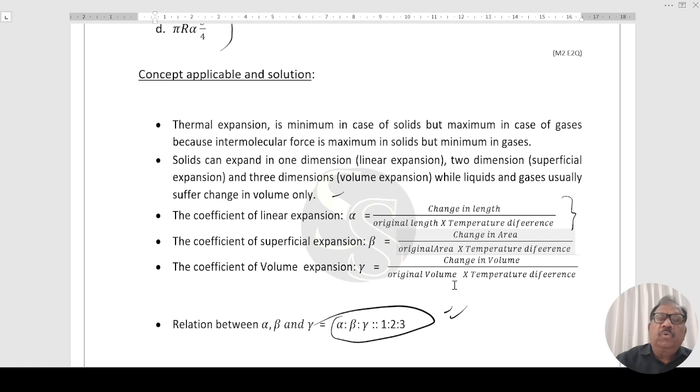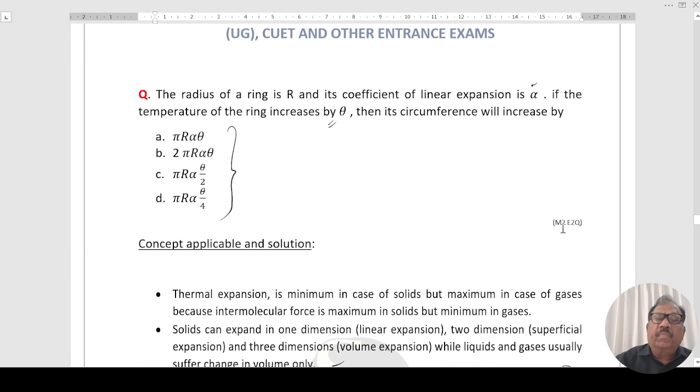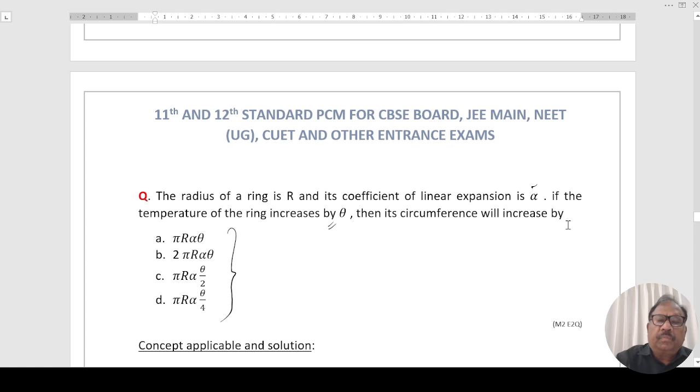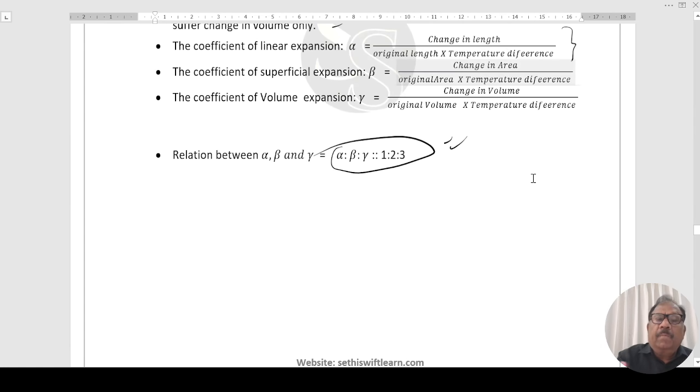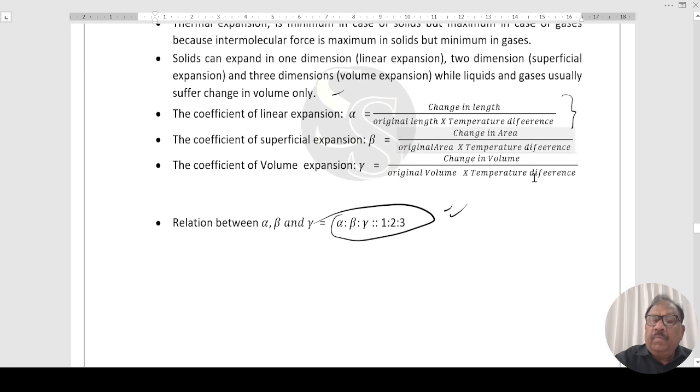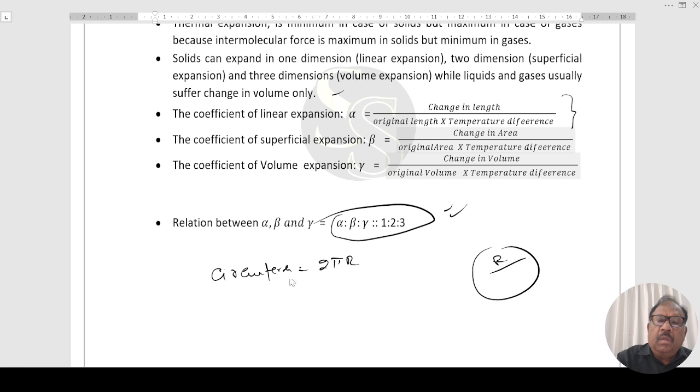1:2:3. Now according to the question, the radius of the ring is given. So the circumference will be 2 pi r. That is the initial length. Delta theta is given to you as theta. That is, alpha equals delta L upon L into delta theta. This is applicable here. We have to find delta L.